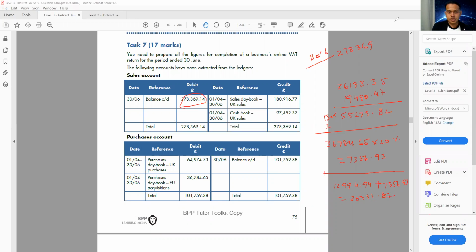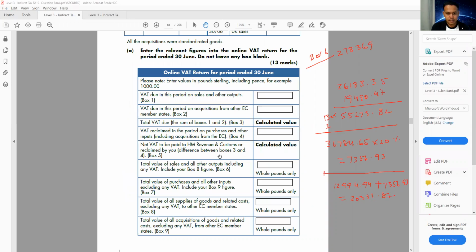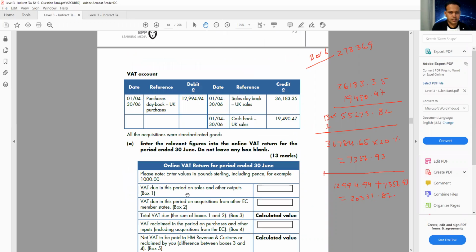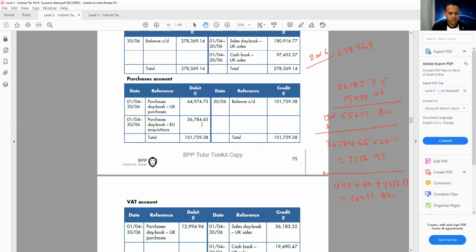All right, so let's move on to the next one. We have box 7, the total purchase. Let's have a look at the total purchase. The total purchase is 101,759. So let's write it down. Box 7, 101,759.